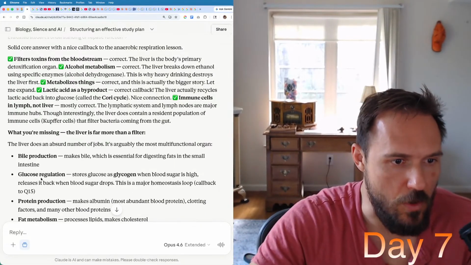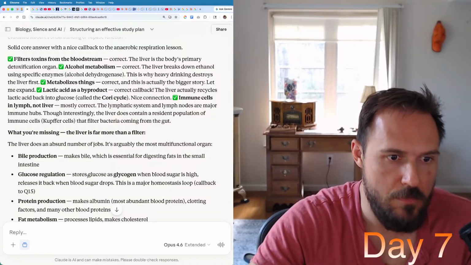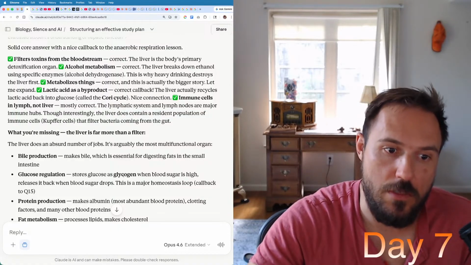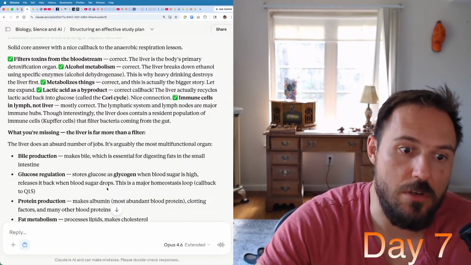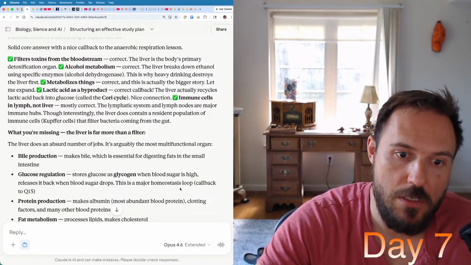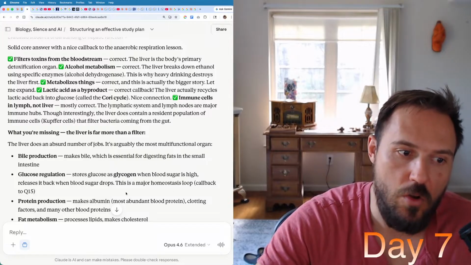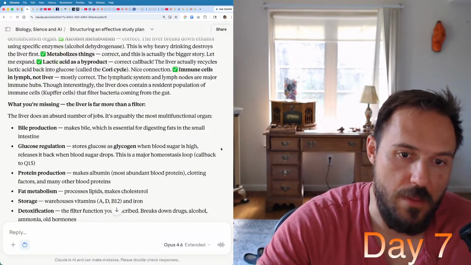Glucose regulation. It stores glucose as glycogen when blood sugar is high, and releases it back when blood sugar drops. This is a major homeostasis loop. Call back to question 15. Thank you.